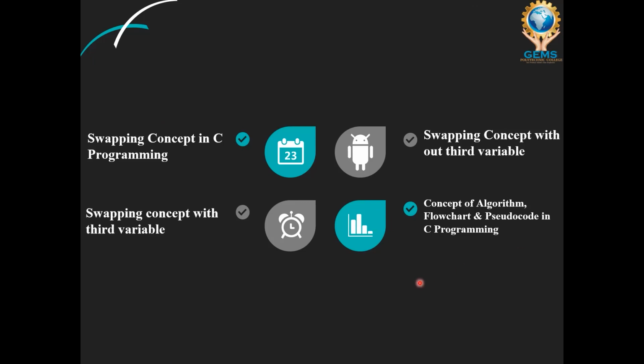Now this is the summary of our today's lecture, what we talked about. We have completely seen the swapping concept in C programming, both using a third variable and without using a third variable. I also explained how the flowchart, algorithm and pseudocode work. These three are the basic concepts that help us make our programming more simple.